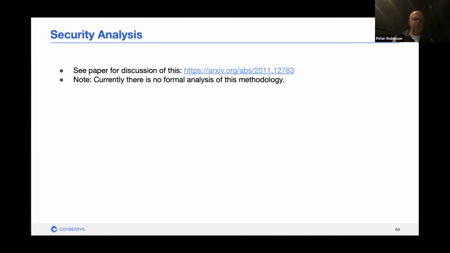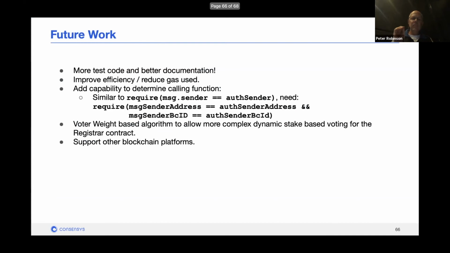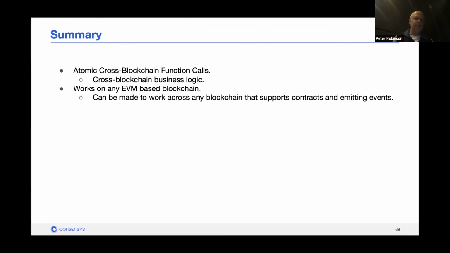There's been a whole heap of security analysis, which you could look at in the arXiv paper. There's a stack of future work to be done. I'm in the middle of doing it, and we're in the middle of getting people on board to help with that as well. In summary, this GPACT protocol is all about atomic cross-chain transactions, atomic cross-blockchain function calls. It works on any EVM-based blockchain at the moment, but it should be able to work on any blockchain that supports contracts and events.